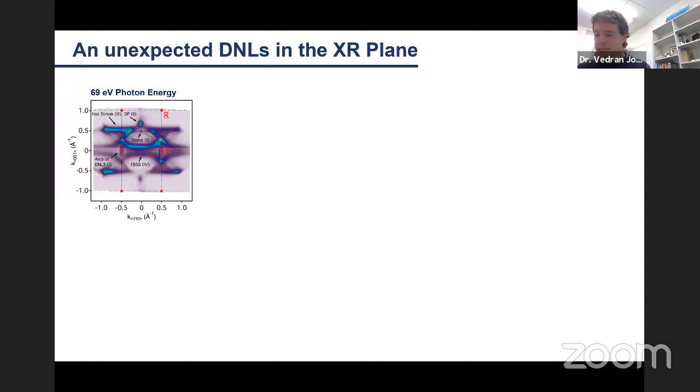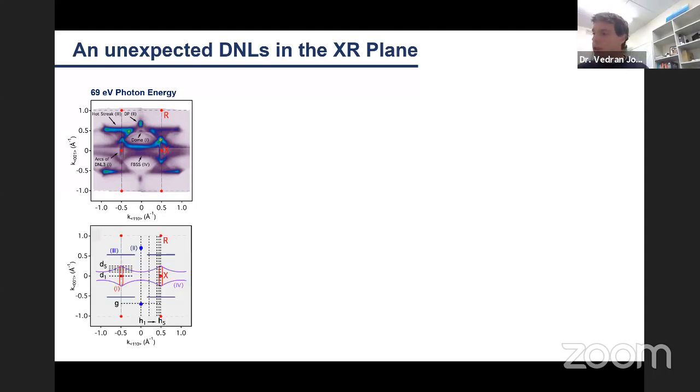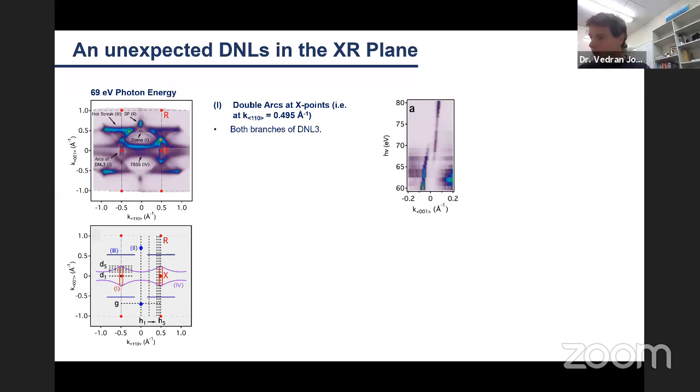And once again, we have a little schematic to see what's going on. We see 4 features once again. We see the double arcs centered at the X points. These represent the 2 branches of the Dirac crossing that forms the Dirac nodal line, and they extend towards the zone center to form this faint onion dome. The observation of this Dirac nodal line is restricted to a very narrow energy window around 69 eV. This is shown in the momentum dispersion curve here, where the ARPES hemisphere probes closest to the XR line, and you can see both branches of this Dirac nodal line.